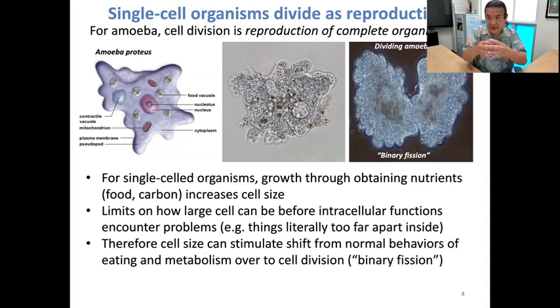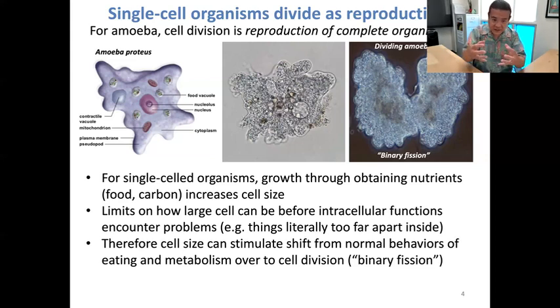The problem is, the bigger the amoeba gets, the more spaced far apart these different components are inside of it. So this is kind of funny. You don't think of this as a practical consideration, but if a cell gets too large, the efficiency of all these different things taking place inside of it begins to take a hit. It gets harder for things to efficiently work together. So there are limitations to how large a cell can be before it encounters these problems, where things are literally too far apart inside for things to work well.